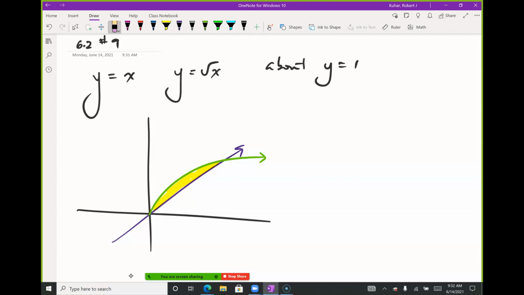Oops. Oh. Come on, Robert. And that's our axis of revolution, right? Y equals 1.